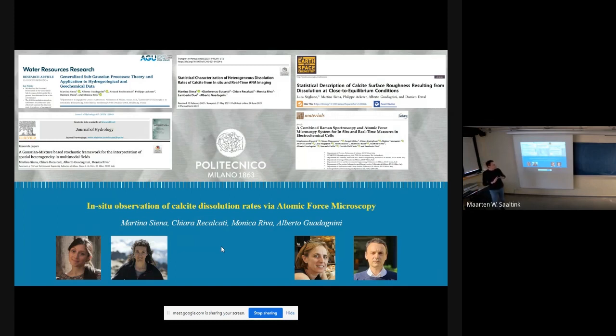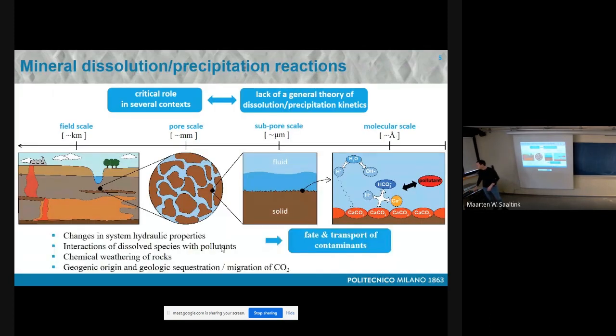We started this type of activities, I would say, 2.5 years ago, so we're still young in this field. Nonetheless, we are trying to push it as much as we can for several reasons. I think there is not much need for an introduction about the importance of mineral dissolution and precipitation. So I'll just leave the slide hanging here. Everybody in the room knows the importance of this.